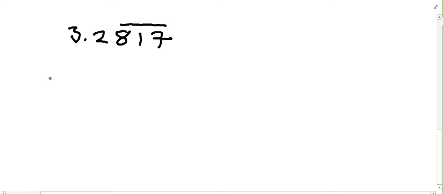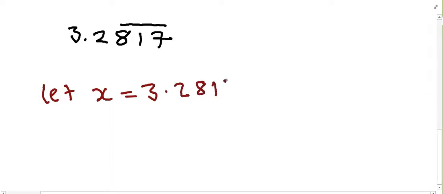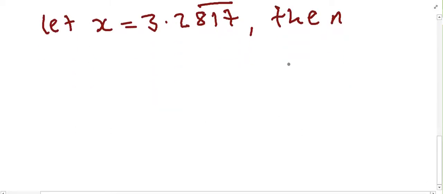Okay, so I have found that this is that, so I can say let x be equal to 3.2817 bar, and then I can say then. If you look at this, you find that what we have found is this. You just need to count the number of decimal places without a bar on top. Here it is just 1, meaning you multiply by 10. So we are going to multiply it by 10.